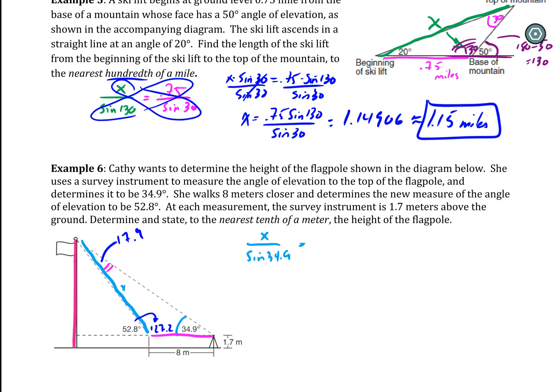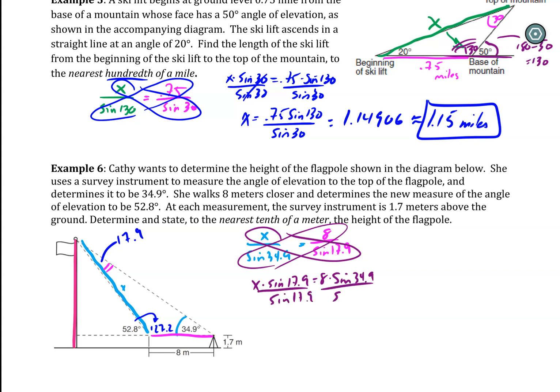So now I have my angle and the side it's across. So 8 over the sine of 17.9. Now I have something I can solve. Cross multiply, right? x times the sine of 17.9 is equal to 8 times the sine of 34.9. So if I isolate the x by dividing by the sine of 17.9, x is going to equal whatever this calculation comes out to be.